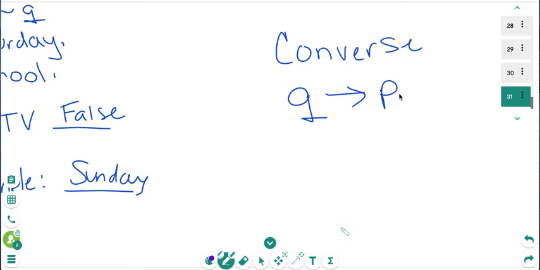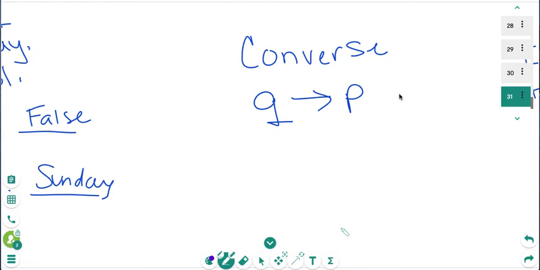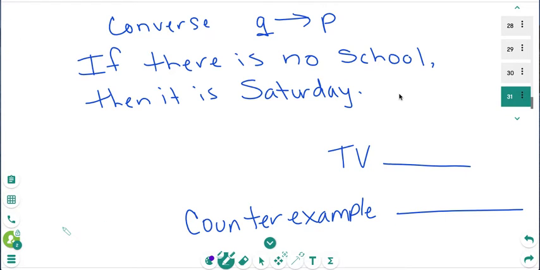All right, now you're going to go ahead and write the converse. So you're going to write if Q, then P. All right, let's check and see if you got it. If Q, then P would read, if there is no school, then it is Saturday.